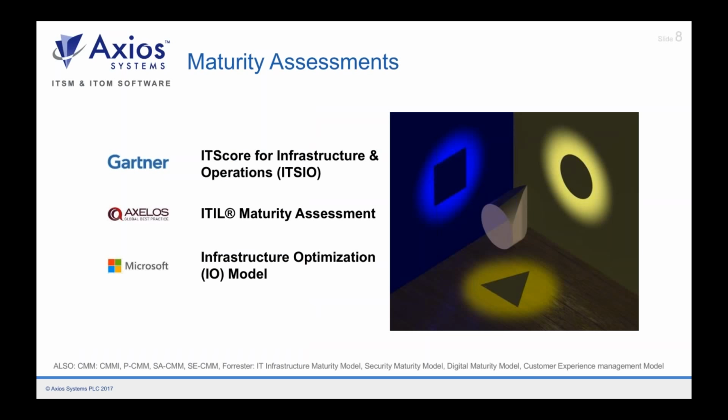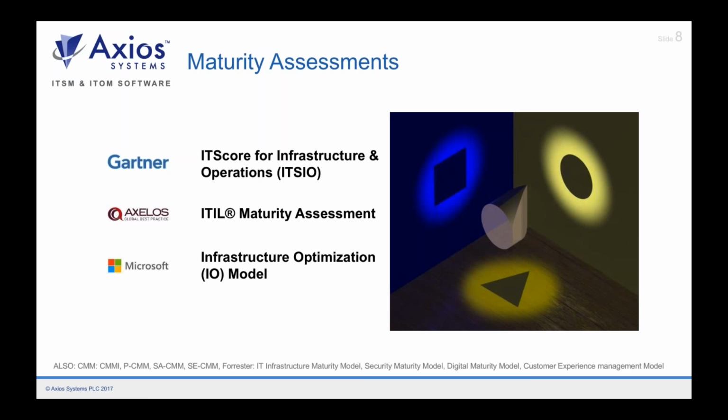So for the maturity assessments, we're going to take a look at three of the maturity models that are typically out there today. Each one looks at IT from a different perspective and scope. When you shine a light from many different angles, you see the true dimensions of what you're dealing with and get a well-triangulated 3D view, including all those hidden areas. So the big three are the Gartner ITScore model, which is broad and covers people, process, technology, and management maturity. The other, the Axelos ITIL model, is very focused on process. And the final being the Microsoft IO model, which is more technology focused.